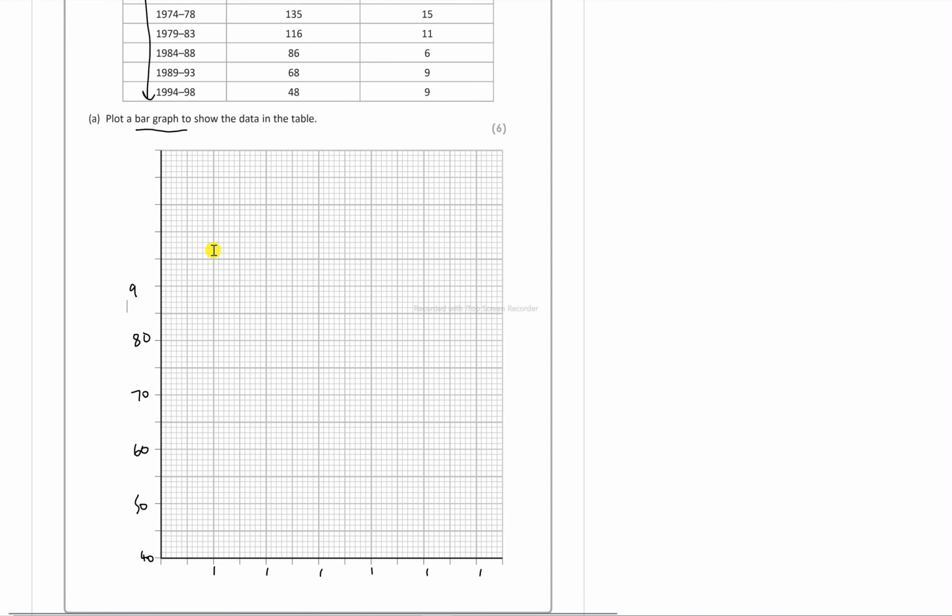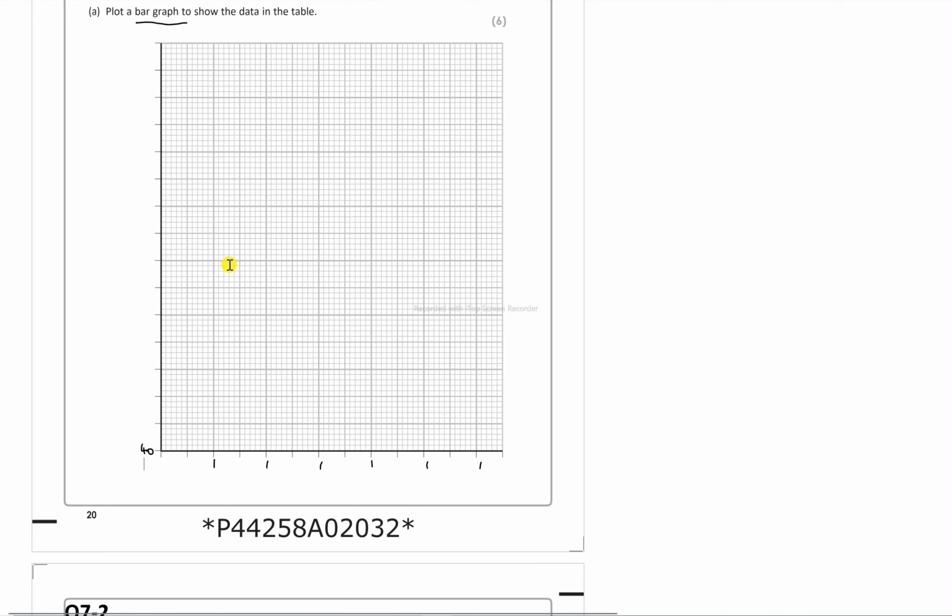So what we need to do is maybe go up in 20s then. 40, 50, 60, 70, 80, 90, 100, 120, 140, 160. Nope. Let's not try that.